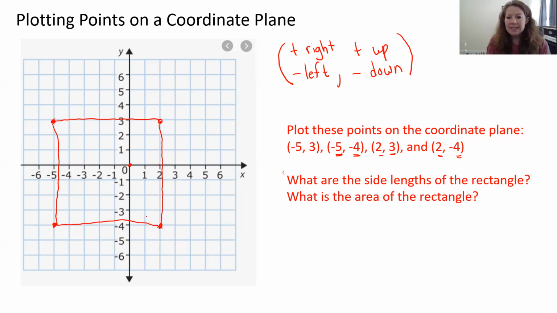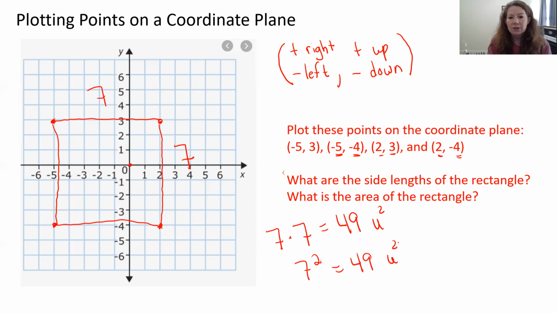What are the side lengths of the rectangle? So this side is 1, 2, 3, 4, 5, 6, 7. And this side is 1, 2, 3, 4, 5, 6, 7. So it's actually a square, isn't it? All right. So what is the area of this rectangle? So 7 times 7. In other words, 7 squared is 49 units squared. 49 units squared. Okay.